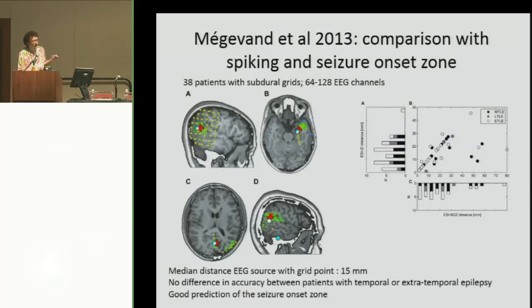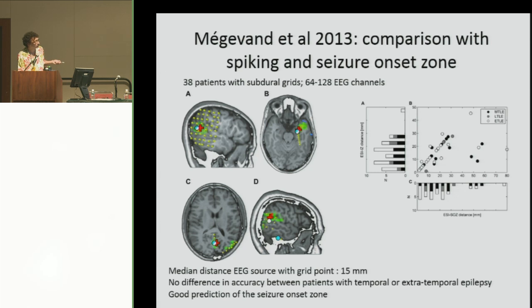This is a study from the Swiss group, where they compared the spiking regions, the so-called irritative zone, and the seizure onset zone. So this is going one step further and trying to ask the question, how clinically relevant is all this. They studied a large cohort of 38 patients with subdural grids, and also a very large coverage of EEG with 64 to 128 channels. And they measured a median distance of the EEG source with the most active grid points of 15 millimeters. So again, this is very good.